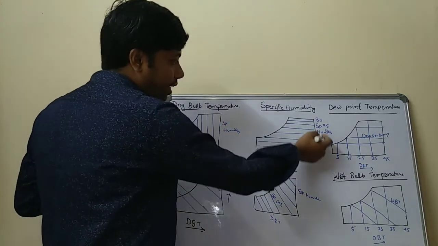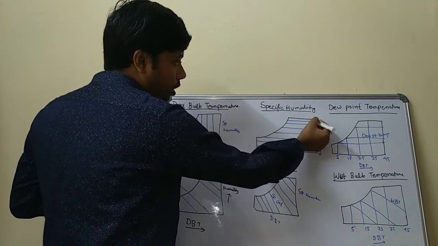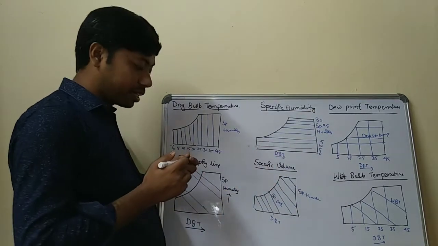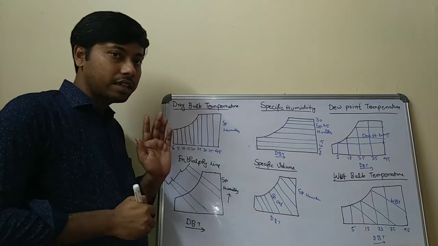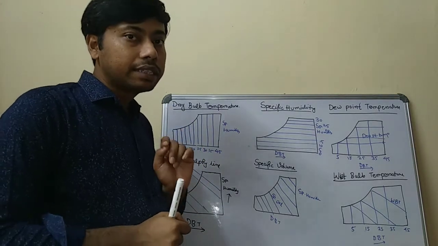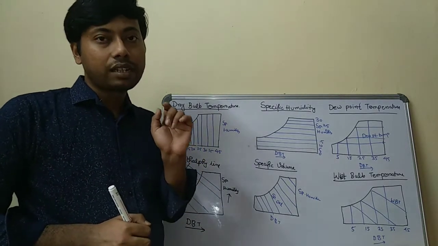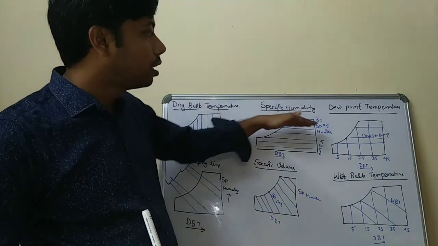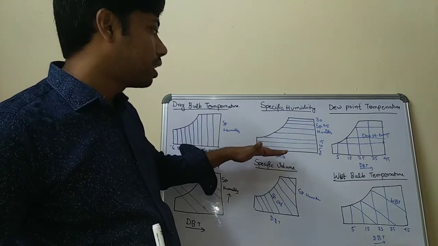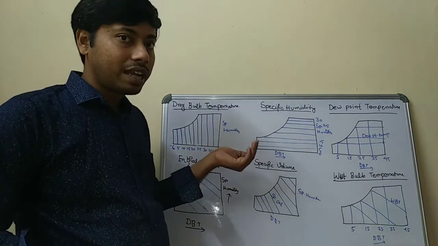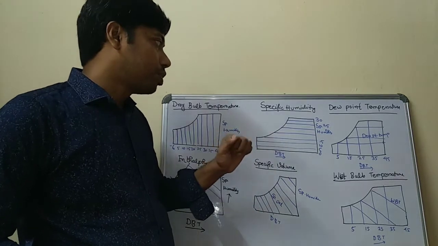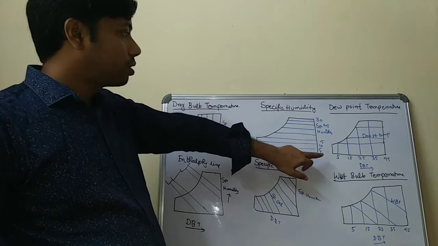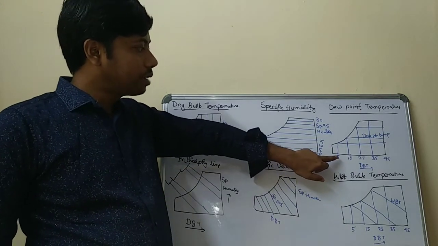The y-axis indicates your specific humidity. This is your specific humidity, which is basically from 0 to 30 grams per kg of dry air. That indicates that in every kg of dry air, that many grams of water vapor are present. So this horizontal line, which is parallel to the dry bulb temperature axis, indicates your specific humidity.